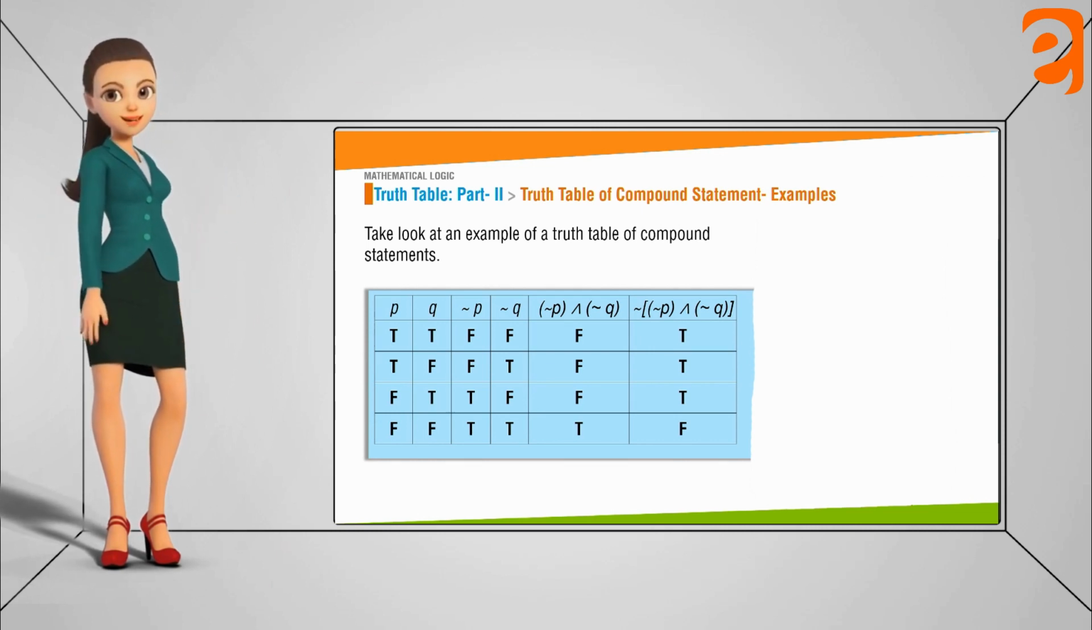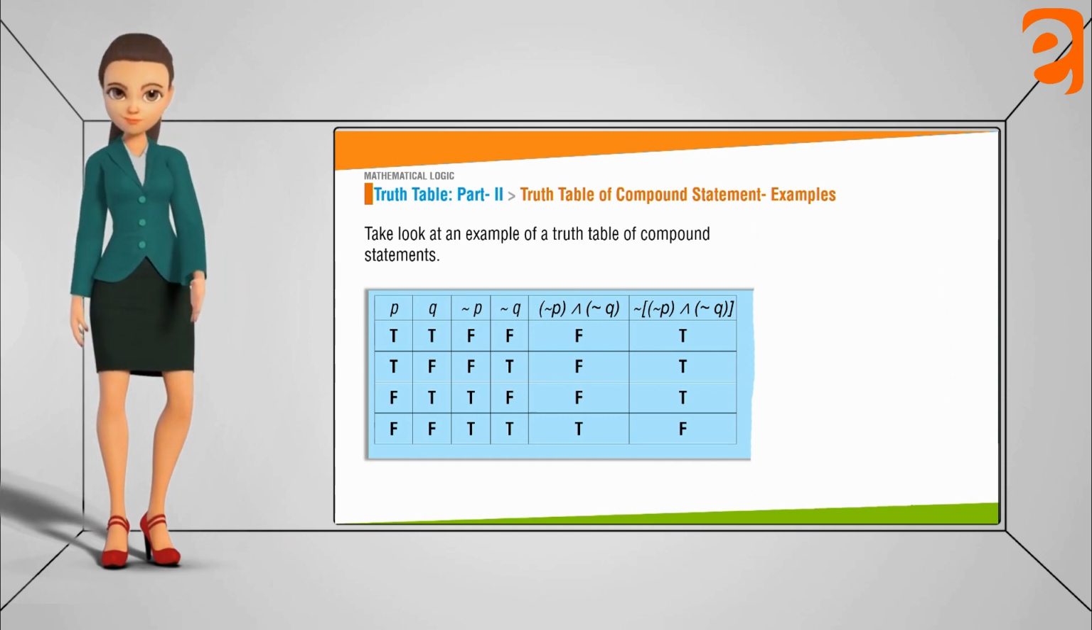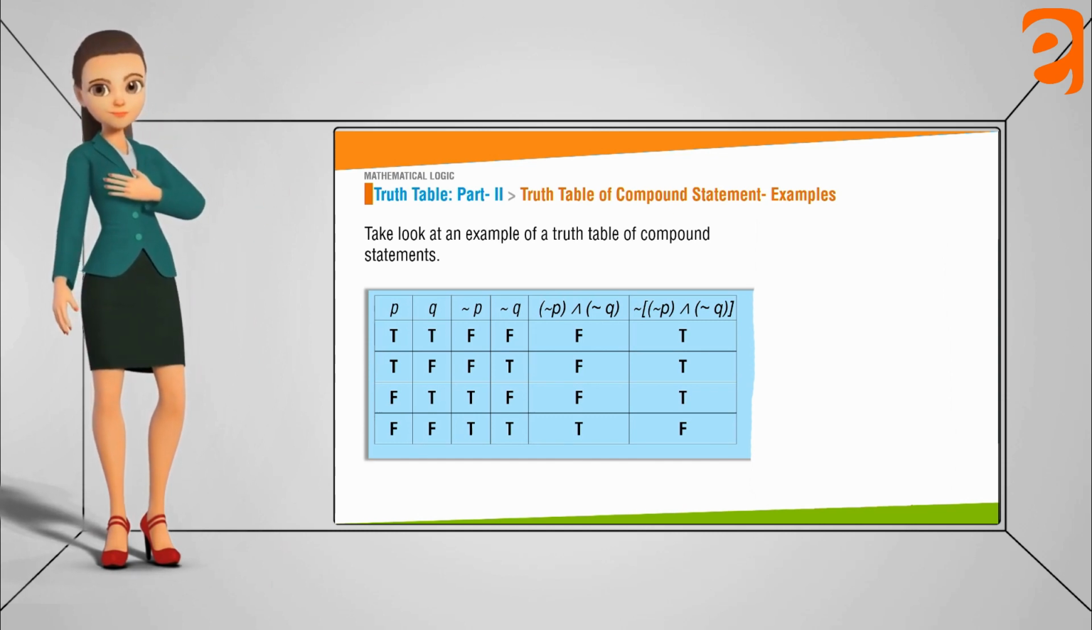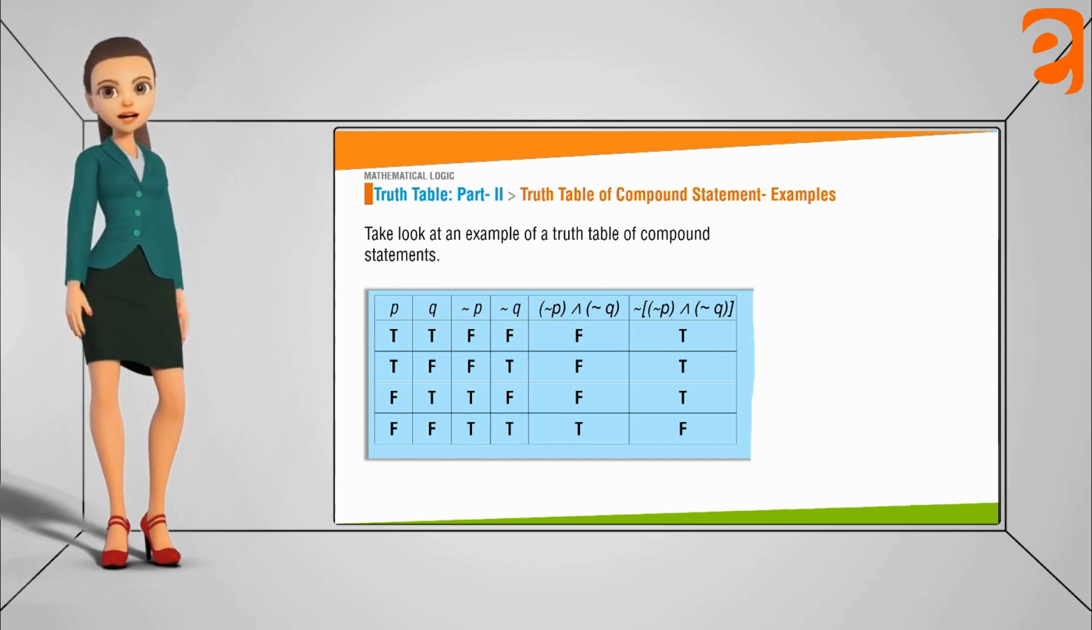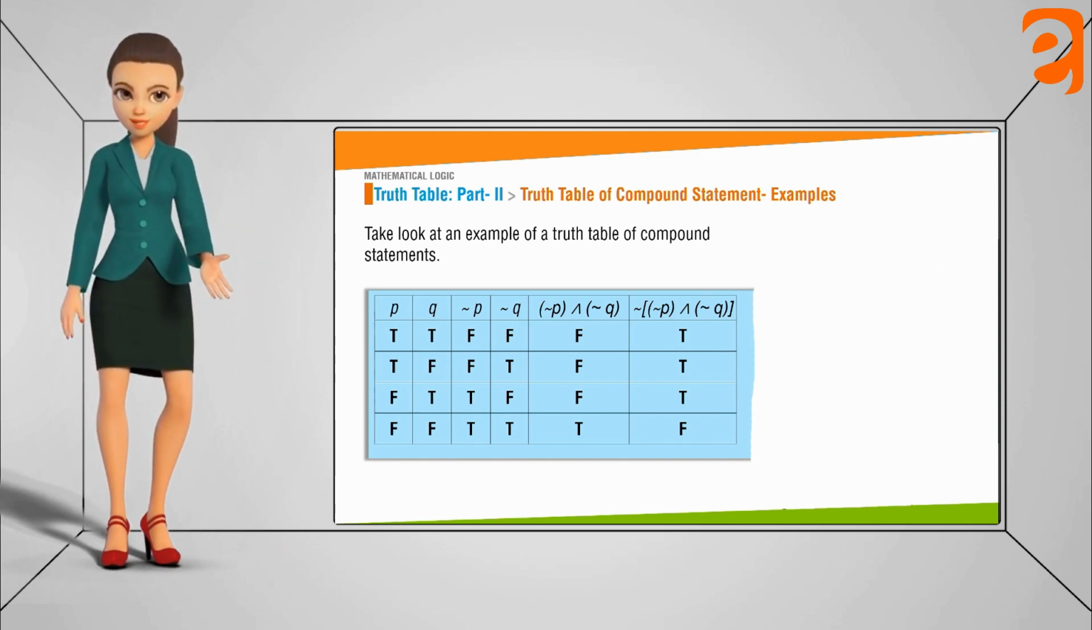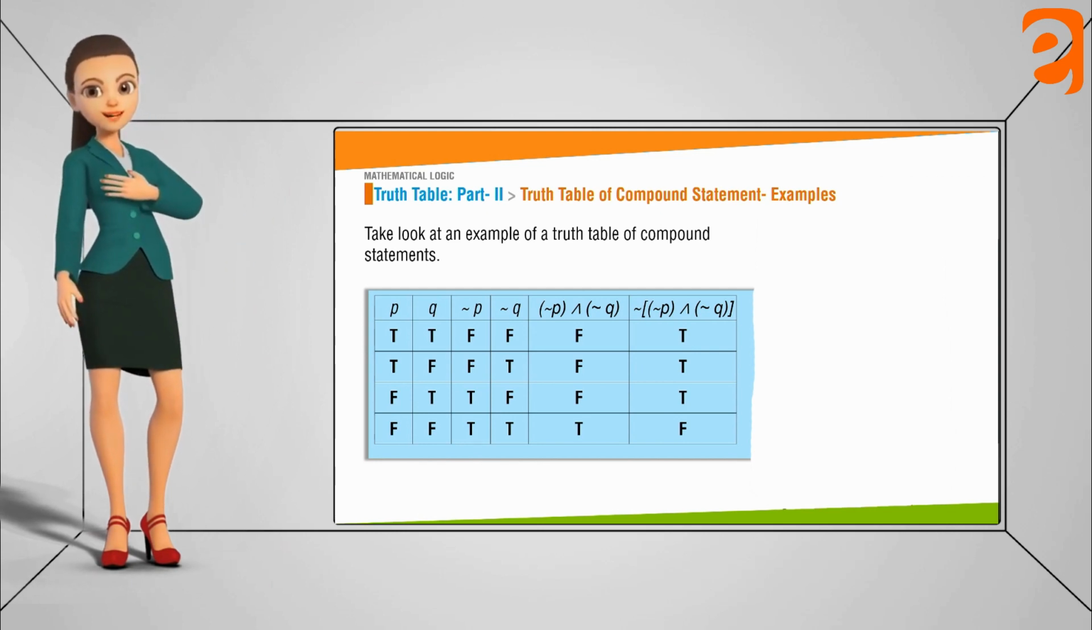Now what we want is the negation of minus P and minus Q. So whatever column we have, F, F, F, T, its negation will be T, T, T, F. So this is an example of a truth table for the compound statement.